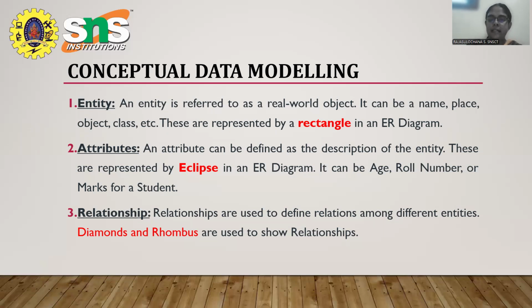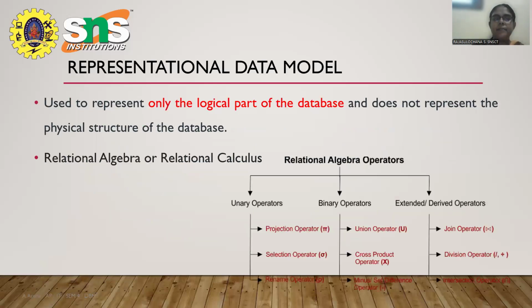Next comes relationship. It is used to define the relationship between two different entities or among various entities. So relationship in an ER diagram is represented with the help of diamond shape or rhombus shape.